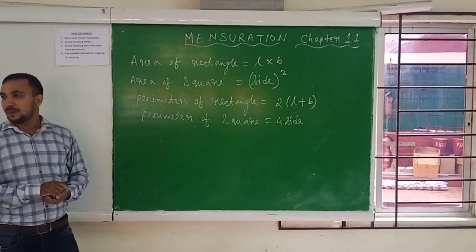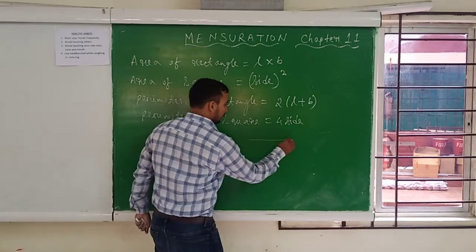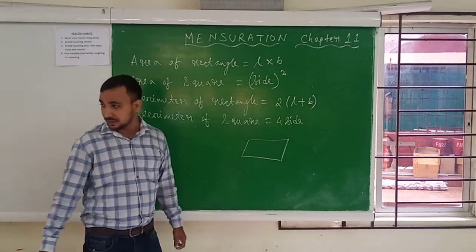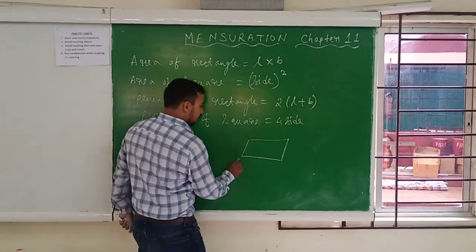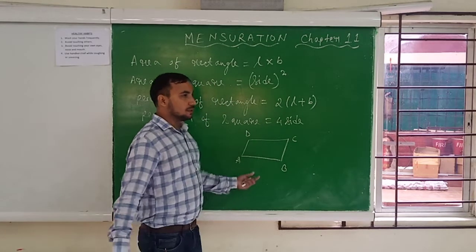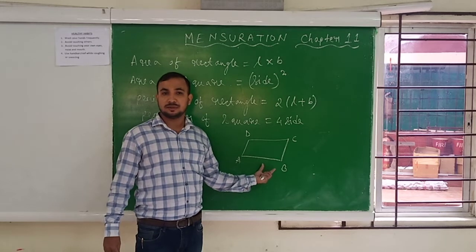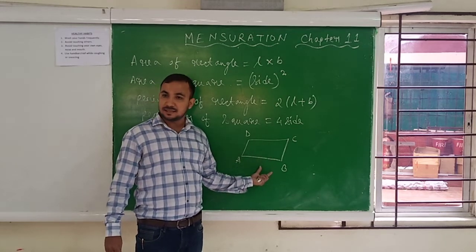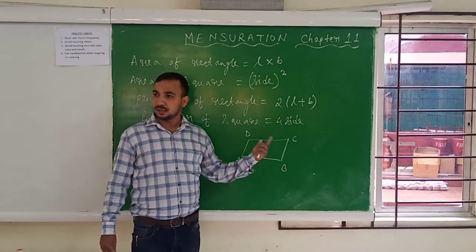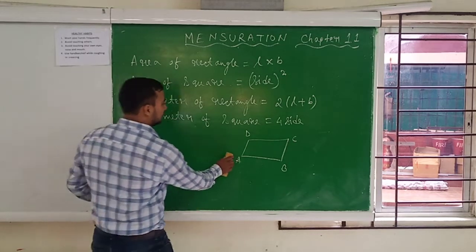Now if I talk about a parallelogram, you have to find the area of a parallelogram. A parallelogram is how many sided figure? It is a 4-sided figure, a quadrilateral. So for this parallelogram, the area is base into height. Okay, please write it down. Area of parallelogram, base into height.